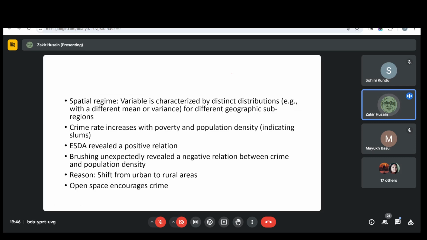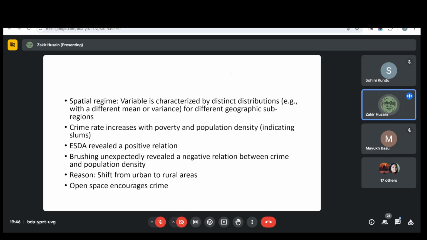For instance, suppose we are studying crime rates, and we know that crime rates increase if the area is poor and if the population density is high. In other words, if a particular region has a lot of slums, then we would expect the crime rate to be higher.